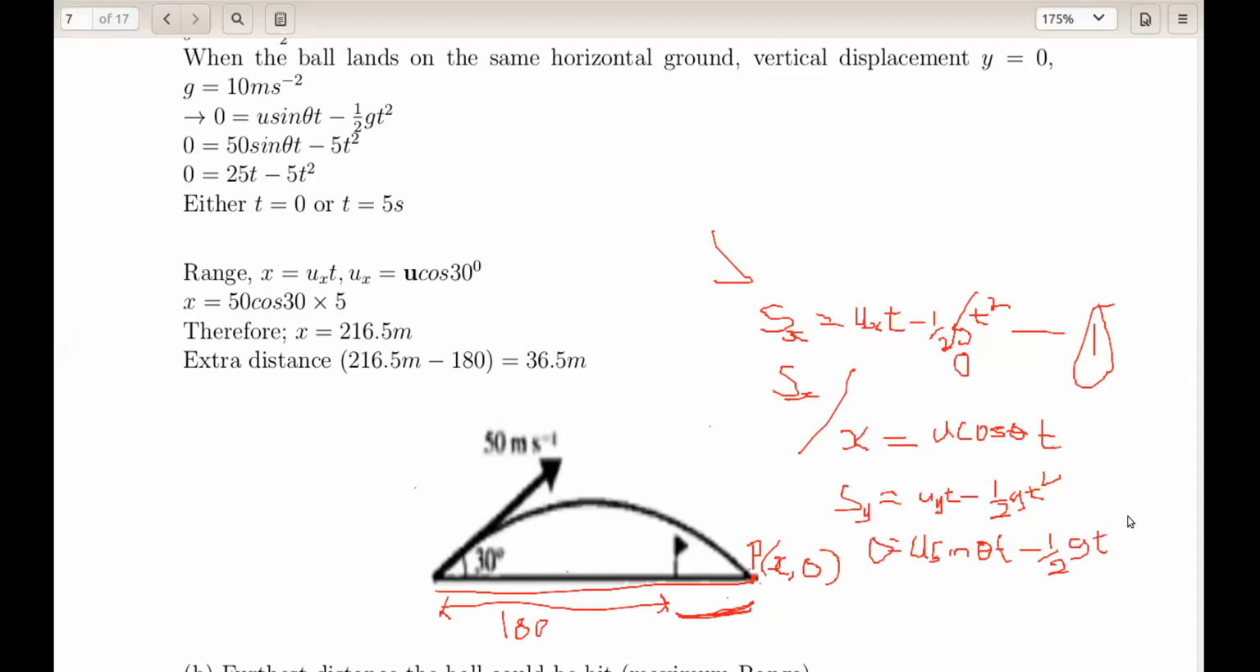So what is the importance of this equation two? It guides us in finding time. Why do we find time? We find time to put it in this equation, which I can call star, such that I can get a value for x. x in this case is the horizontal range from the point of projection to where the particle lands, so that I can subtract 180 from that value, 216.5 minus 180, then I can get what is being asked. Is it okay?